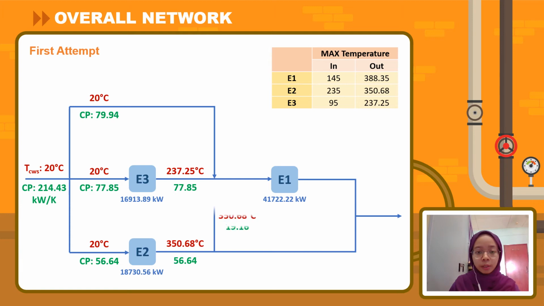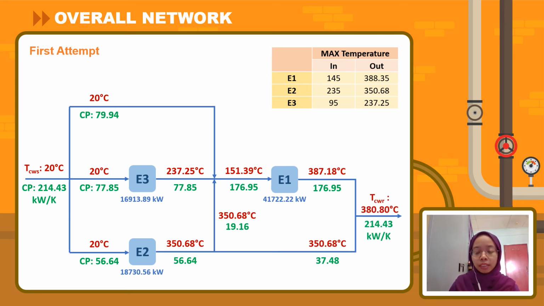So to supply into E1, we have mixed some of the E2 outlet with the E3 outlet and the 79.94 CP, which makes the total CP into E1 176.95 kilowatt per K with the temperature of 151.39 degrees C. This makes the outlet of E1 387 degrees C. So this E1 outlet is then combined with the remaining E2 outlet, which makes us get back our CP min total of 214.43 kilowatt per K with the temperature of cooling water return of 380.80 degrees C. But then upon checking, we found out that the inlet of E1 exceeds the maximum temperature. So we need to redesign.